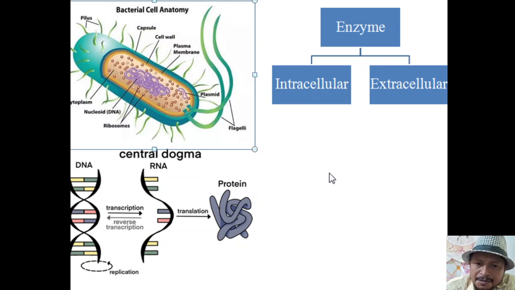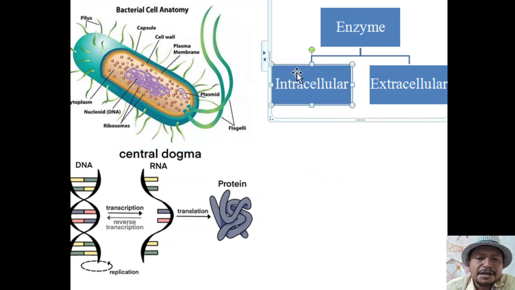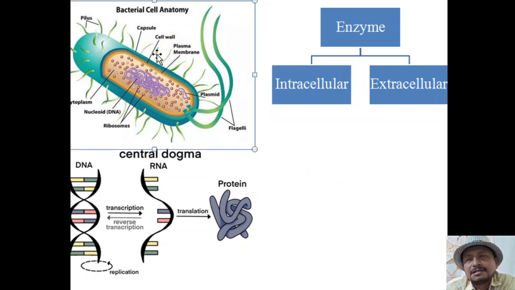Now, for the purification of an enzyme, there are several chronological steps. But for intracellular enzymes, first we need to break the cell. That is, we have to perform the cell lysis process. Thereafter, we have to perform the other different steps involved in the enzyme purification process.